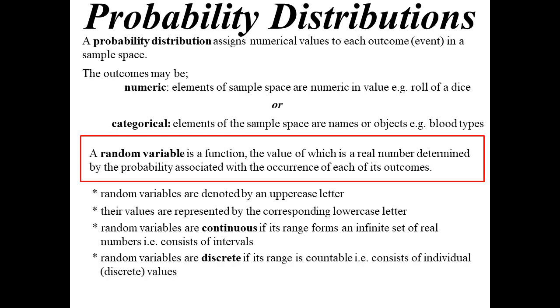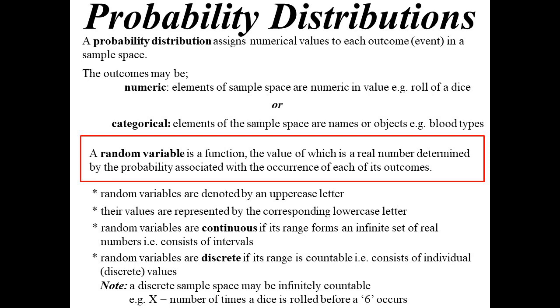Whereas they could also be discrete if that range is what we call countable. So we could actually count the number of possible outcomes. The interesting thing about that is you can still have an infinite number of outcomes. Wow. How do you count infinity? It's what's known as infinitely countable. So theoretically you could count them all.